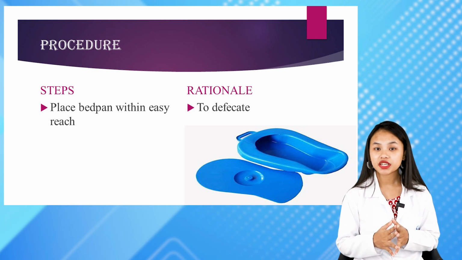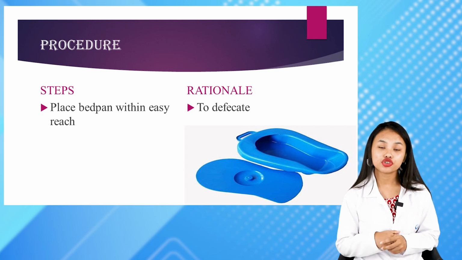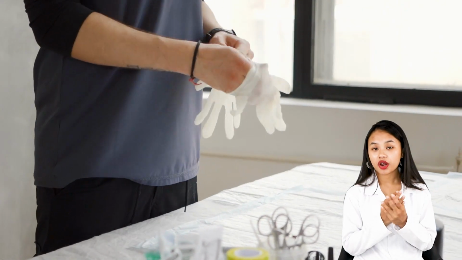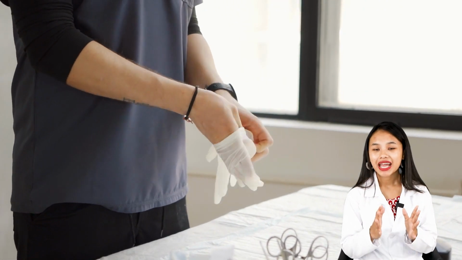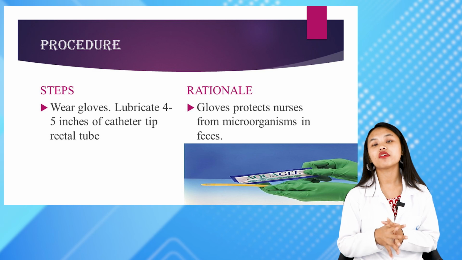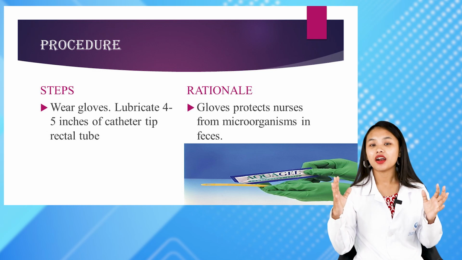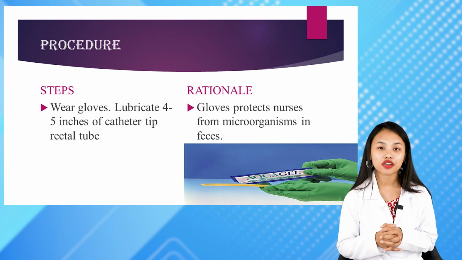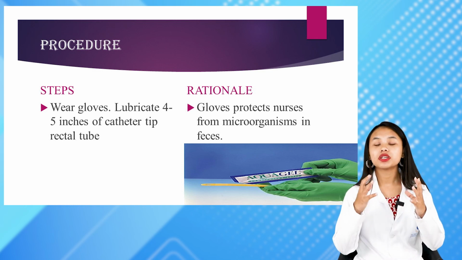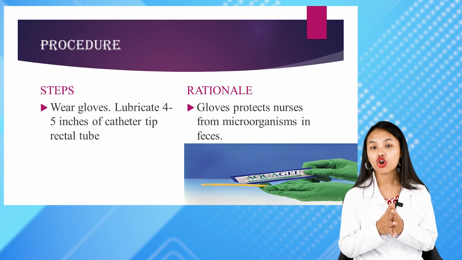Then next, we must place the bedpan within easy reach in order to provide it to the patient if they want to defecate. Then we must wear our gloves and lubricate at least 4 to 5 inches of the catheter tip of the rectal tube. Wearing gloves helps prevent our hands from coming in contact with microorganisms, and lubricating the tube helps in the easy insertion as well as passage of the tube.